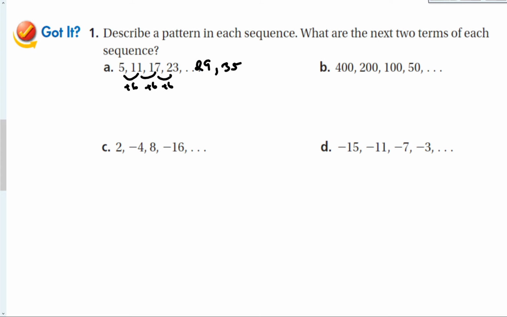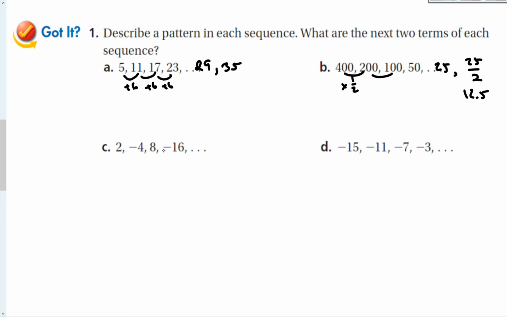For B, 400 to 200, that's minus 200, but now we have minus 100, then minus 50. Okay, so it's not working with subtraction. So you're going to have to use multiplication or division, right? And we can say we can multiply by 1/2 to get to the next one, or if you want to, divide by 2. Okay, so the next two are going to be 25 and then 25 divided by 2, or 12.5. Either way, doesn't matter.